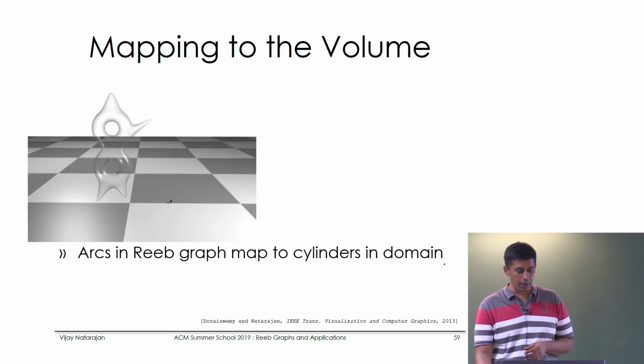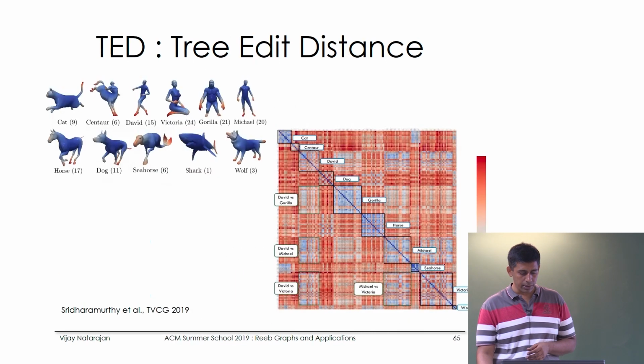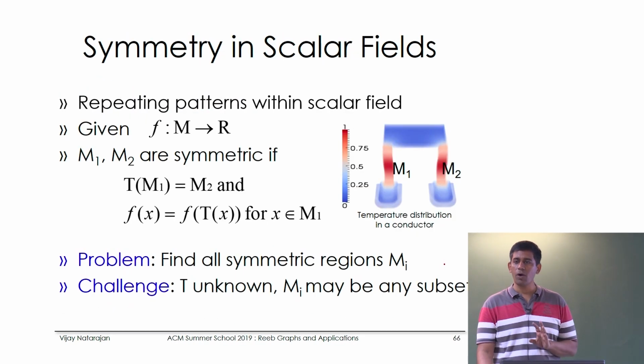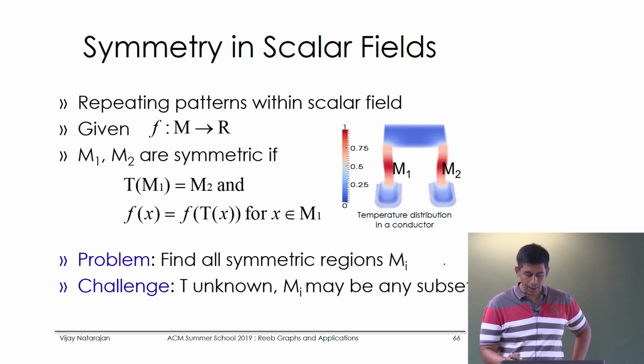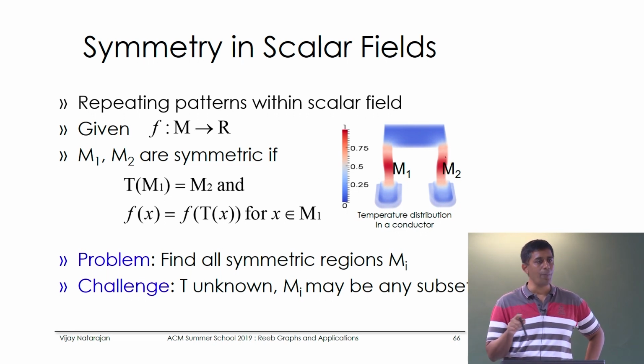So let me see. I want to talk about symmetry. One application of the contour tree is to find repeating units in a scalar field. So here is a scalar field that's defined over this object. I want to find the fact that M1 is a copy of M2. The two legs are copies of each other geometrically. In addition, the scalar function defined over M1 is also a copy of the scalar function defined over M2.